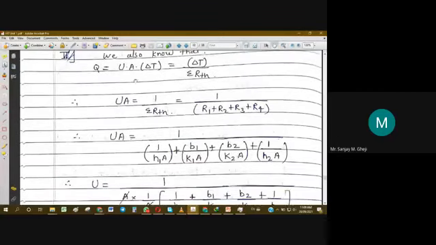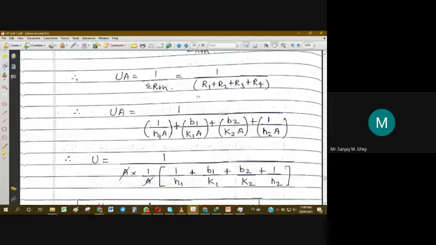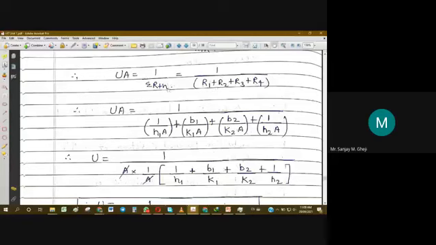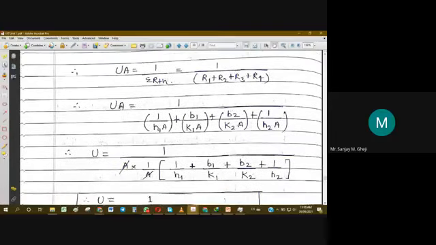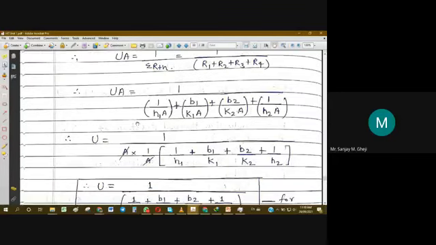So then, Q equal to UA into delta T. Now we are interested to get the formula for U for this case. So UA equal to delta T upon summation R thermal. So UA equal to 1 upon summation R thermal, which is equal to 1 upon R1 plus R2 plus R3 plus R4 in the denominator. Now this A can be taken to the right hand side, so A will go into the denominator. So U is equal to 1 divided by this entire quantity. All the calculation is occurring in the denominator.